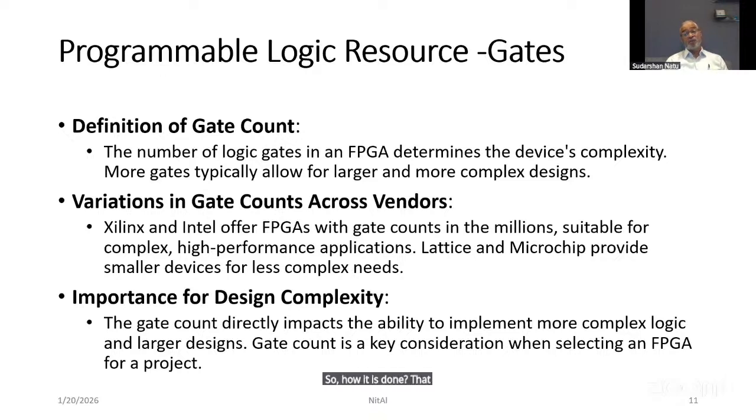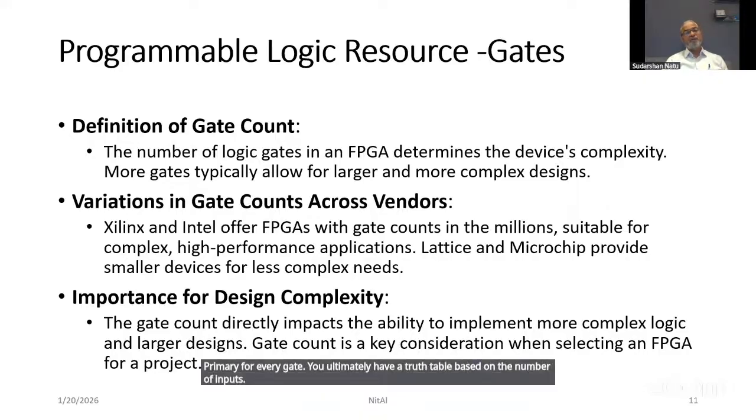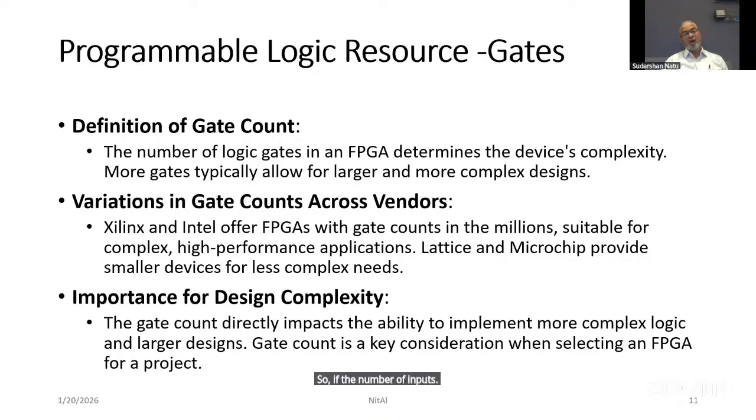That is done through what are called logic building blocks, which are the programmable logic building blocks. I don't know that so many of you are absolutely brand new to FPGA as such, but just to give you a nutshell idea, for every gate you ultimately have a truth table based on the number of inputs. So if the number of inputs is 2, then you get 4 combinations: 0 0, 0 1, 1 0 and all that.